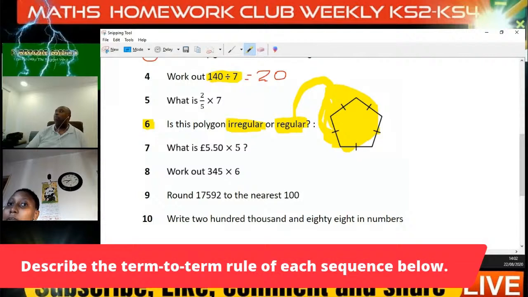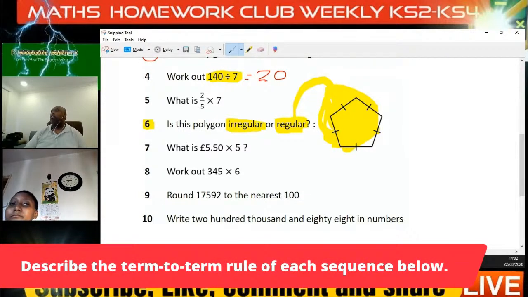So this one, it's a regular. So you got 1, 2, 3, 4, 5 sides. This is a pentagon. Yes? So this is a regular pentagon. All right? So all the sides and angles are the same if it's regular. If it's irregular, it has different sides and different angles. Okay? Right.